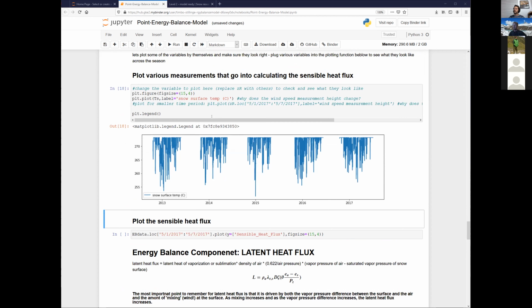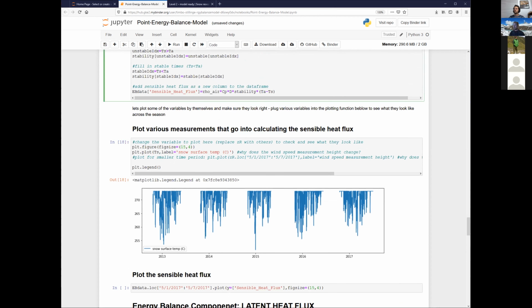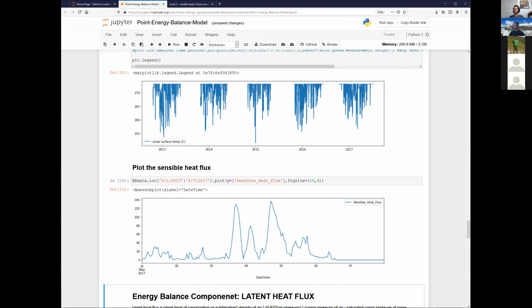So now that we've looked at some of the different variables that go into calculating that sensible heat flux, what we did up here is we actually calculated our sensible heat flux, which has to do with some constants, which is the density of the air and how stable the atmosphere is, how the wind and the mixing is that is occurring above the surface, and then that temperature difference we have right here between the temperature at the surface and the temperature of the air. And we can plot what the sensible heat flux looks like for that same 5-day period that we were looking at before.